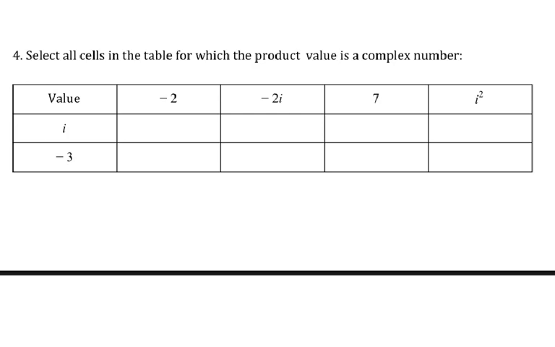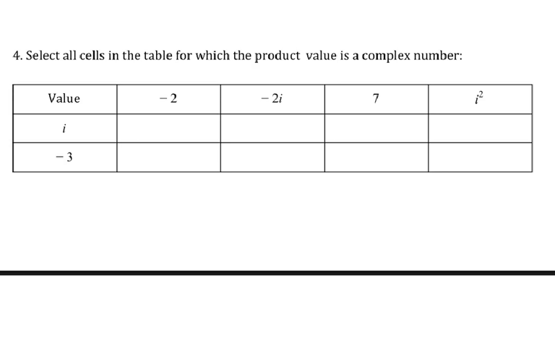Alright, example 4. Your job is to select all cells in the table for which the product value is a complex number after simplifying. So I would like you to again try it yourself, pause it, and unpause it when you're ready. I'm going to give you a hint. You have to actually do the multiplication, write it in each cell, simplify it fully, and then decide if it's complex or if it turns out to be real.